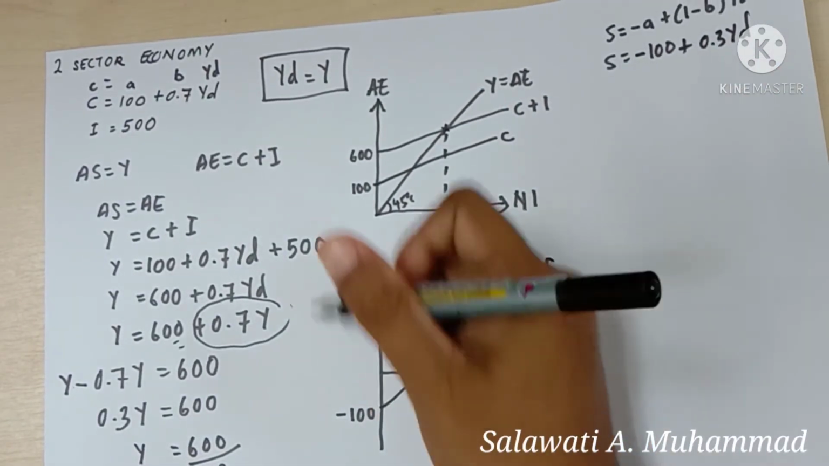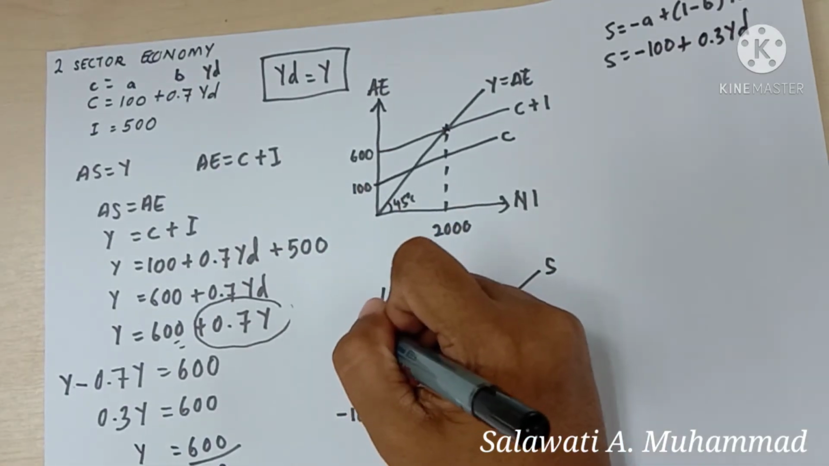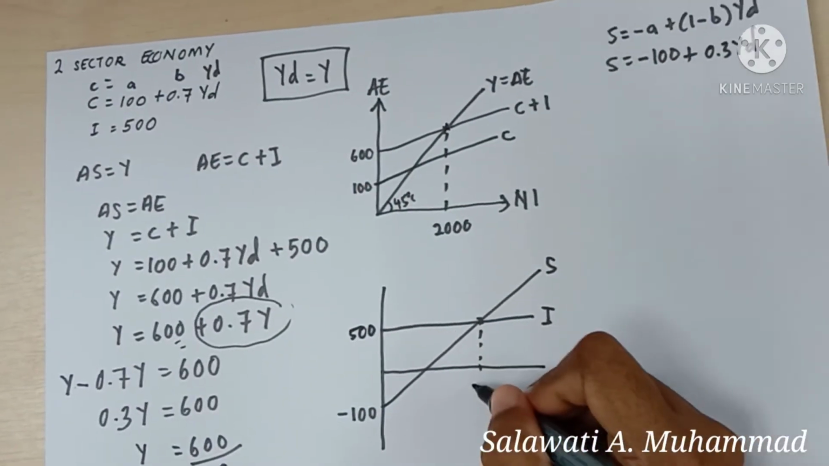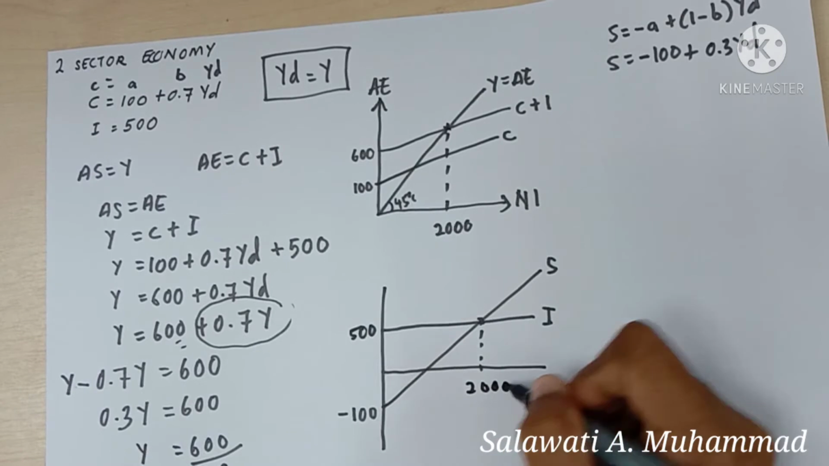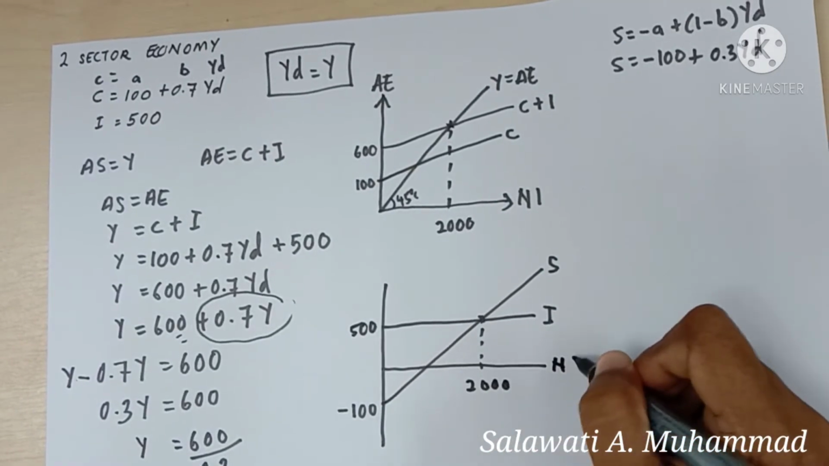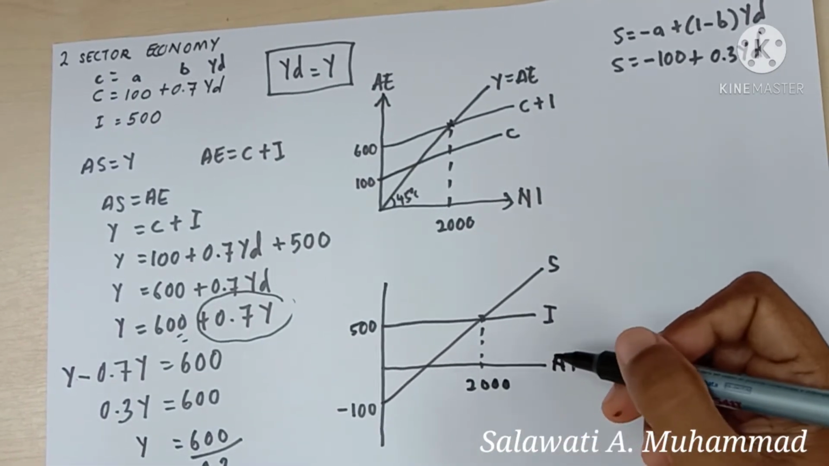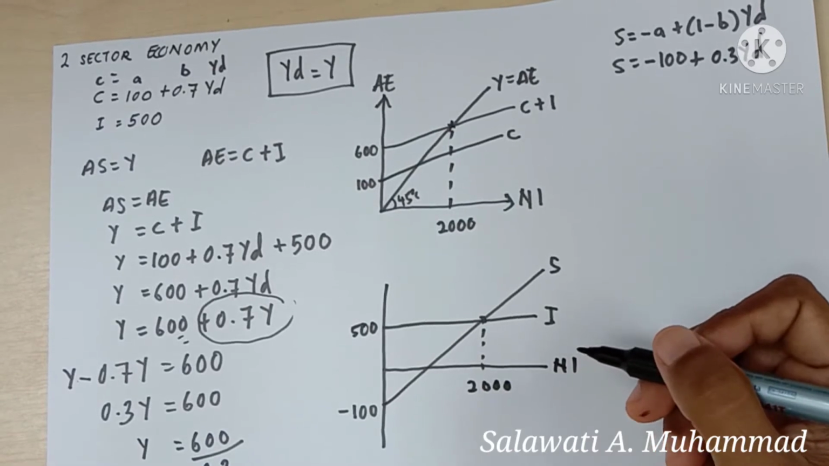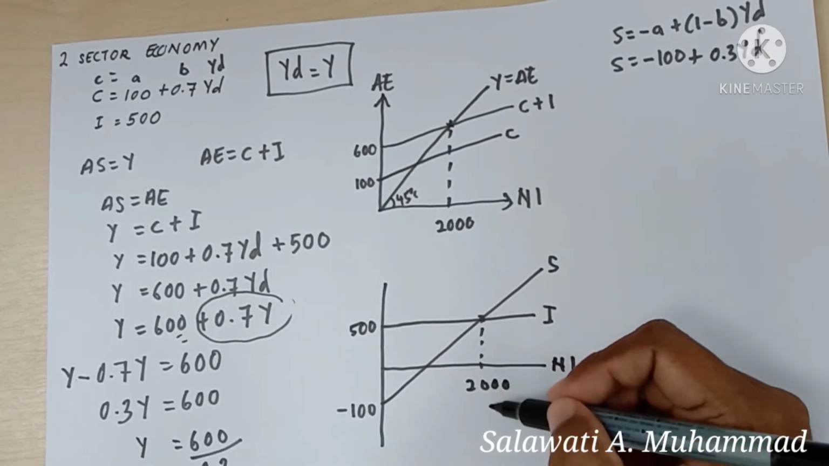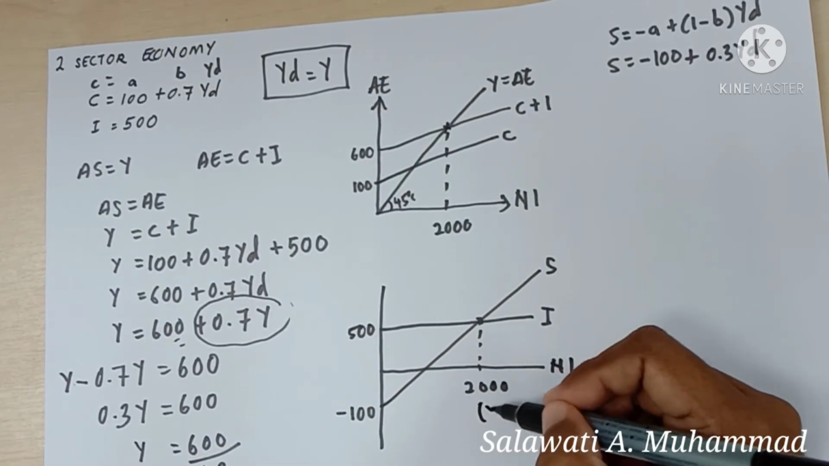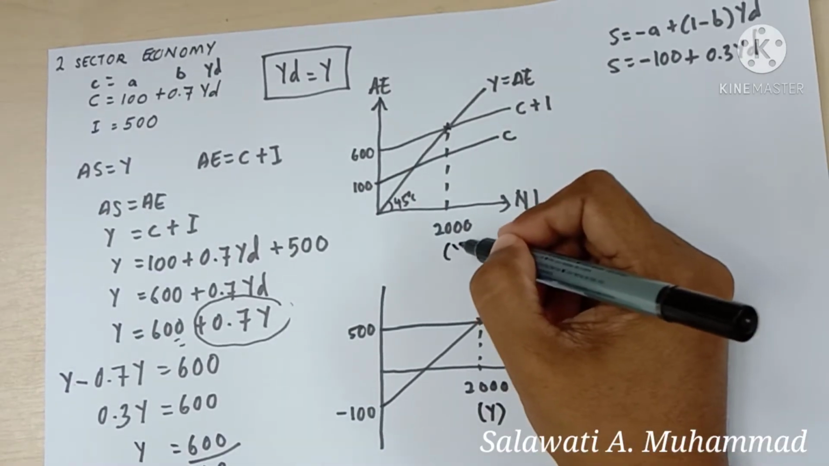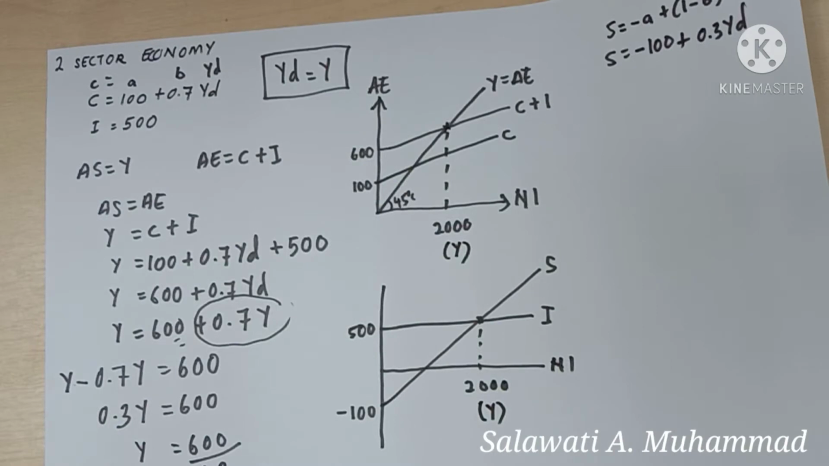The amount of investment is 500. This is our national income equilibrium at 2000. So this is how we got Y. Next, we go to the three-sector economy.